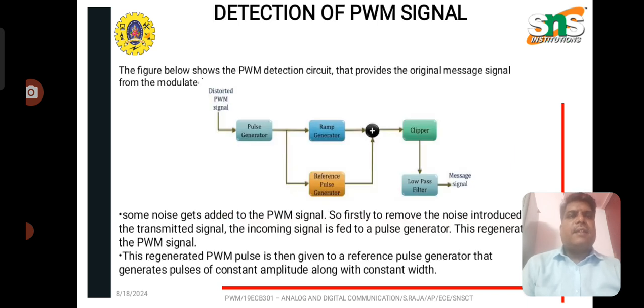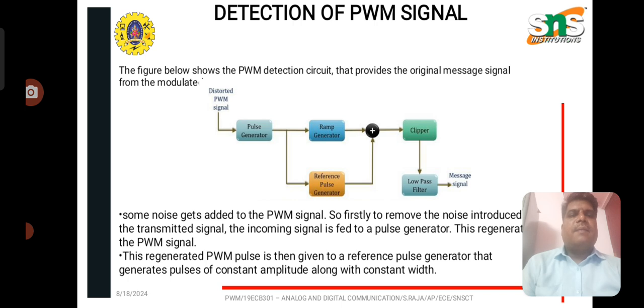Detection of pulse width modulated signal. The figure shows the pulse width modulation detector circuit that provides the original message signal from the modulated signal. Some noise gets added to the pulse width modulated signal. So firstly, to remove the noise introduced in the transmitted signal, the incoming signal is fed to a pulse generator. This regenerates the pulse width modulated signal.